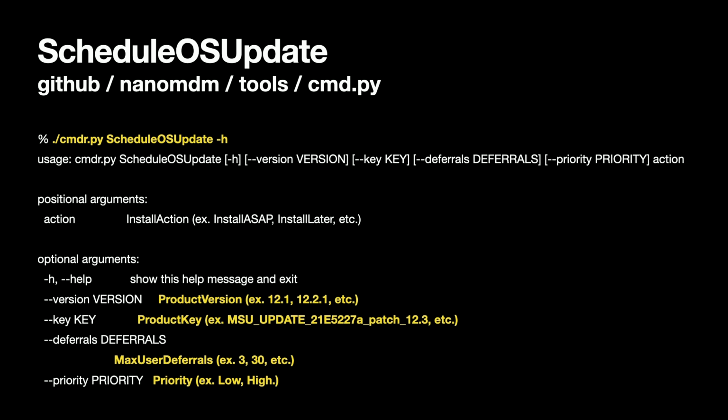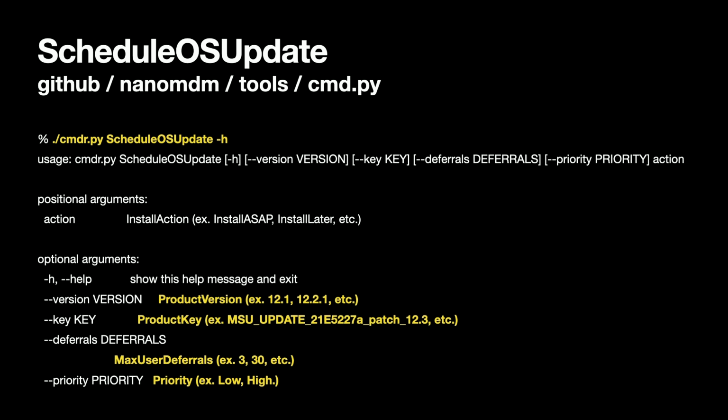So again, I returned to Jesse's commander.py. I misspelled it there. And asked it to tell me what software update commands would look like. And I just listed out the help menu here. And so again, you can provide a version key, or a version. The version is the marketing version, the 13.0, 14.0, 13.4.1, that sort of thing.